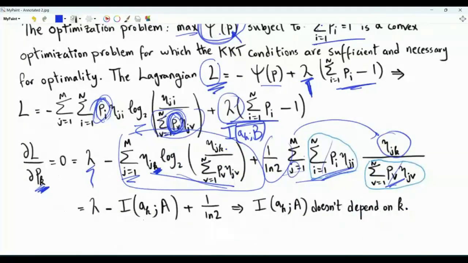The stationarity conditions yield equations. In those equations, this quantity of interest is equal to a constant. K does not appear anywhere else. This quantity is indeed the same, regardless of the value of k. This is another solution to our problem using the KKT conditions.